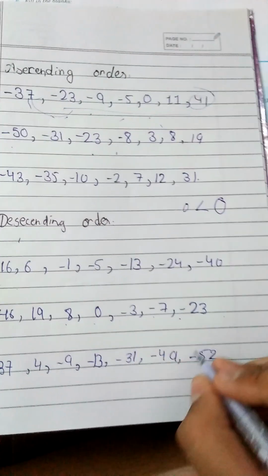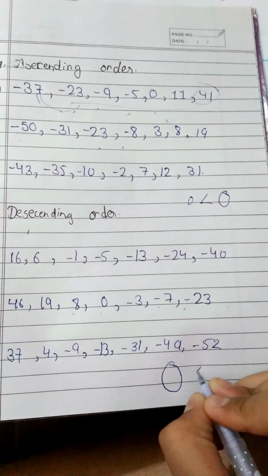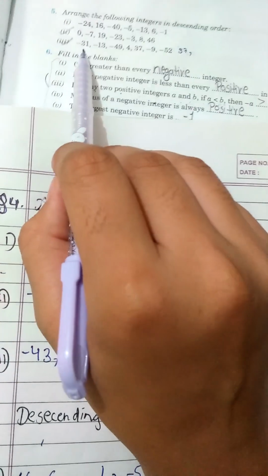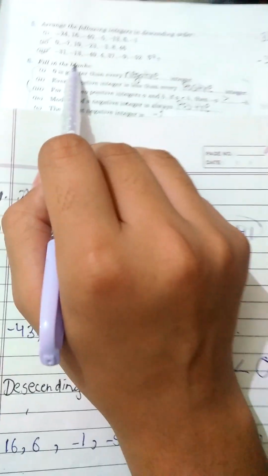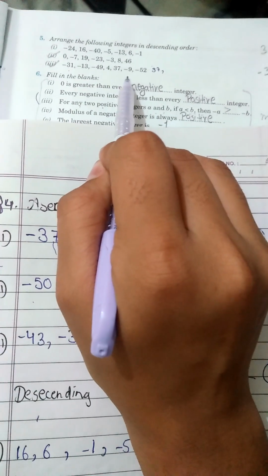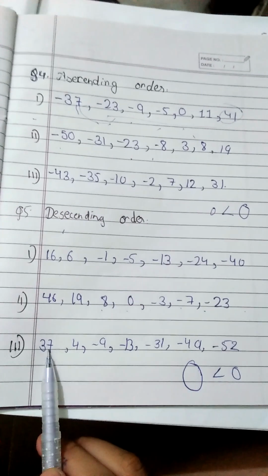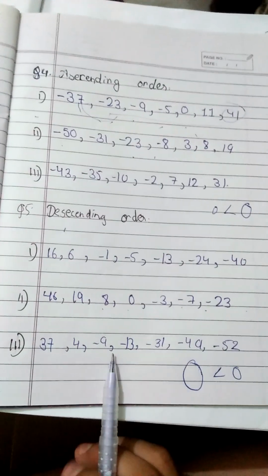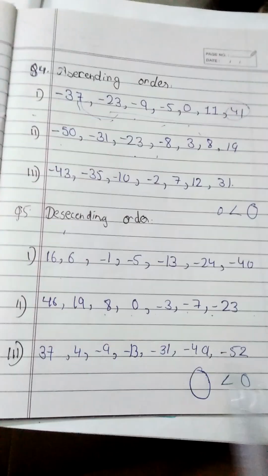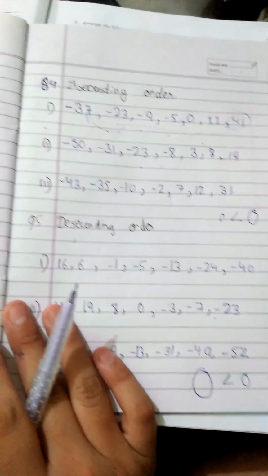smaller ones. Okay, so the last part is minus 31, minus 13, minus 46, 4, 37, minus 9, minus 52. So 37, 4, minus 9, minus 13, minus 31, minus 46 and minus 52.